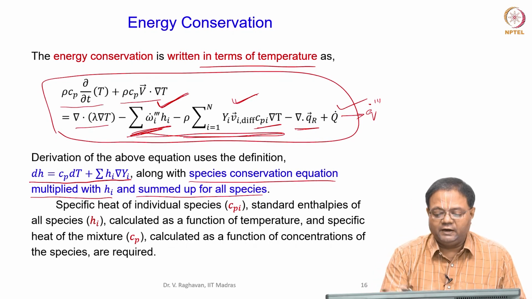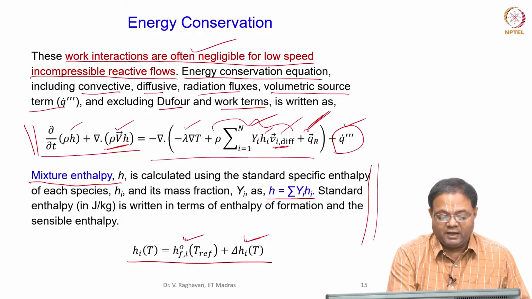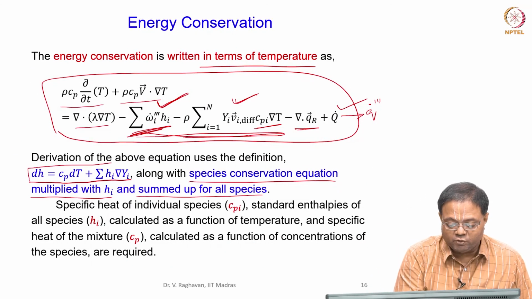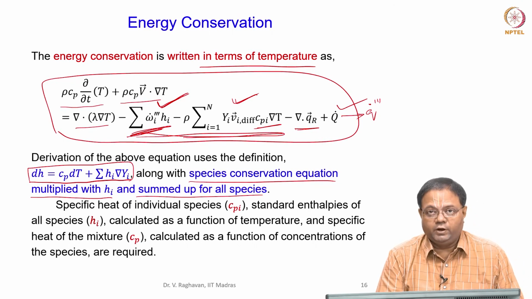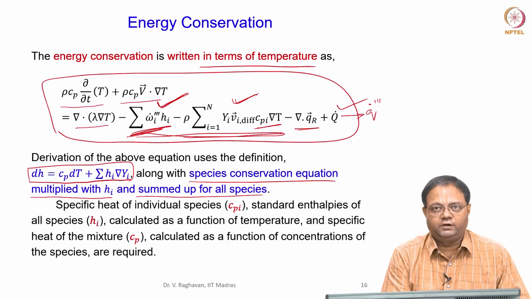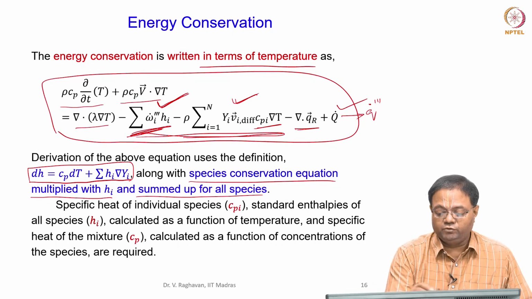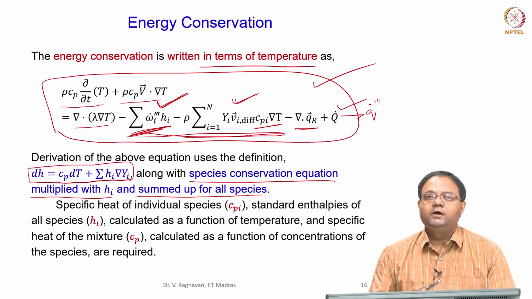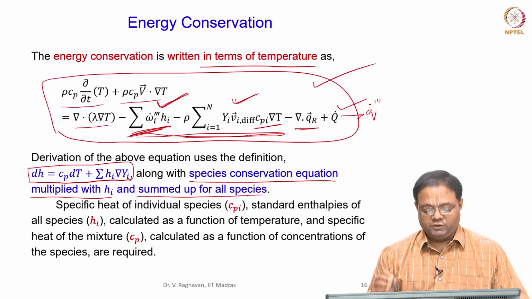The entire derivation is not given here, but to derive this from the enthalpy-based energy conservation, we have to use the definition dH equal to Cp dT plus Hi into gradient of Yi. Then the species conservation equation for each species, multiplied by Hi, its own specific enthalpy, and summed up for all the species, will give rise to this equation, which is written in terms of temperature. That is the primitive variable we want. When you write the equation in this form, you can directly solve for the temperature.